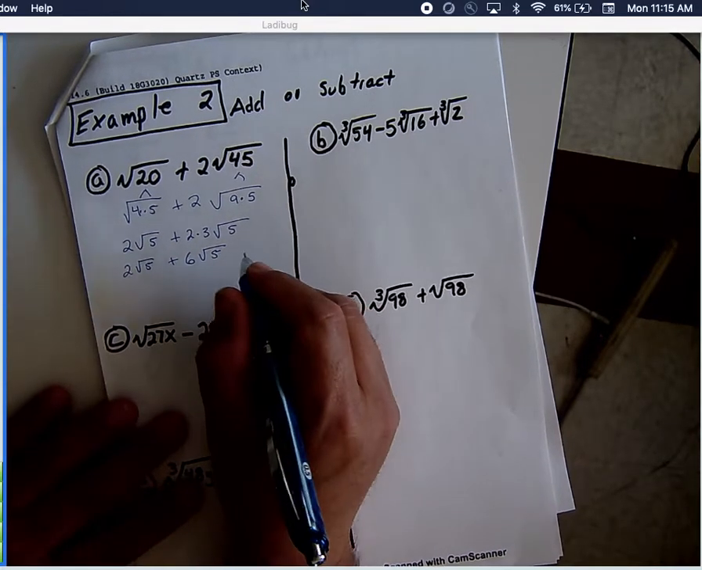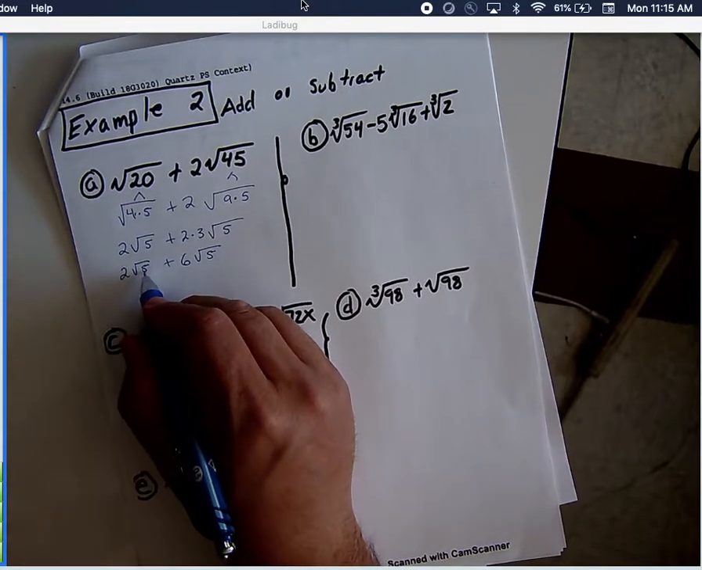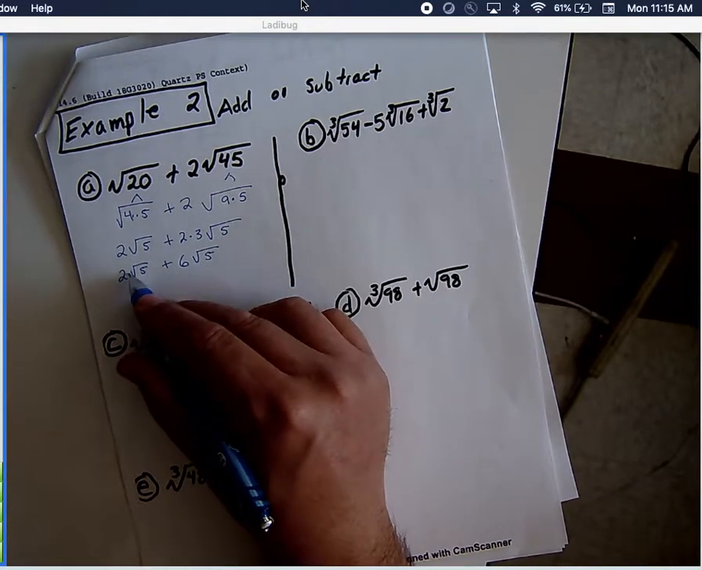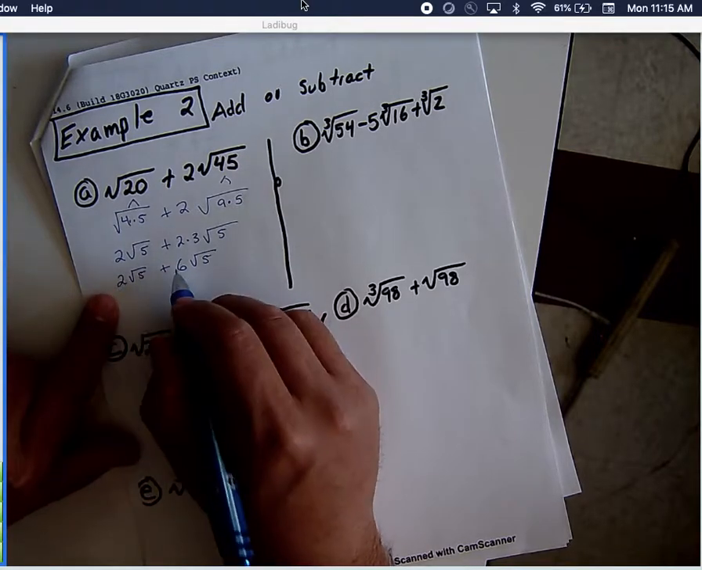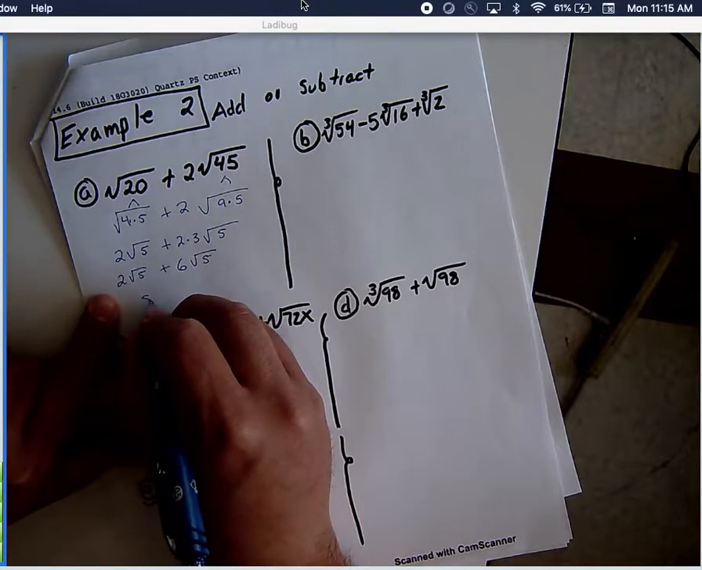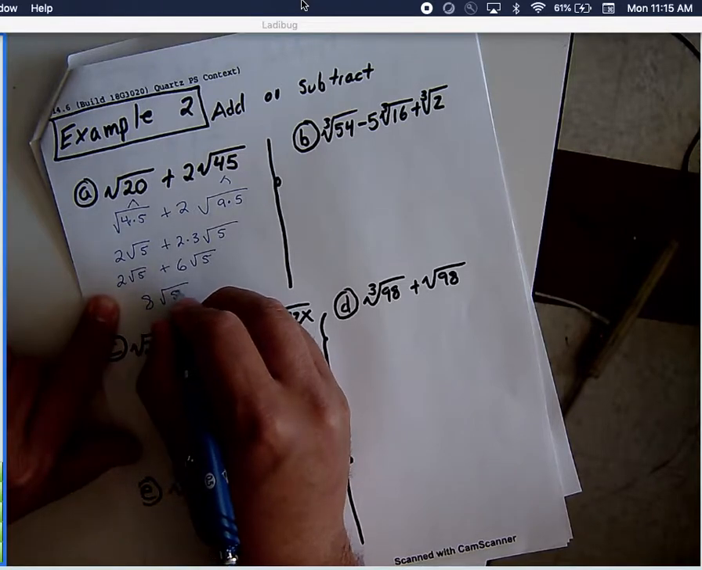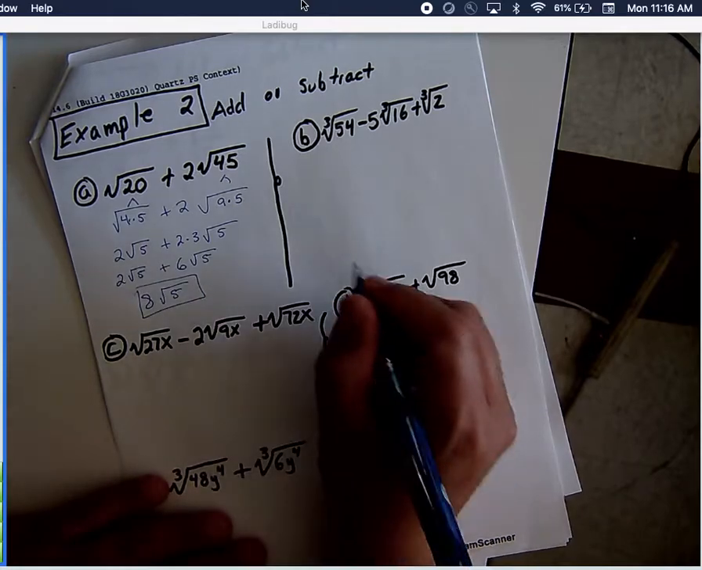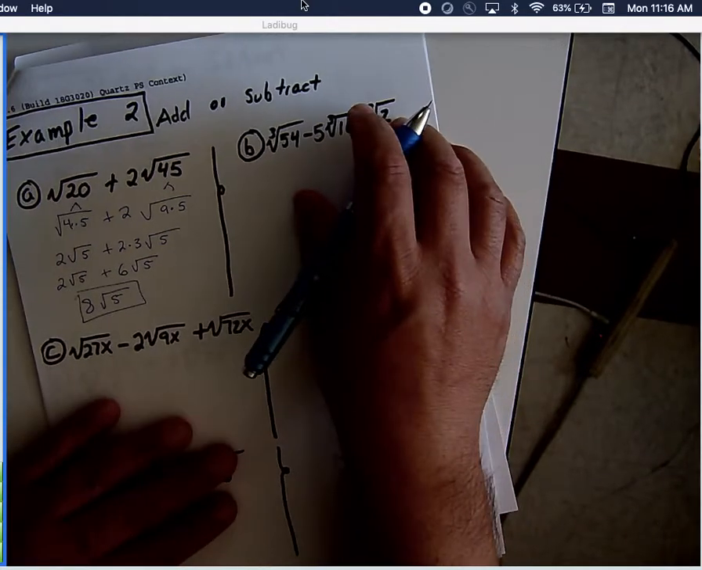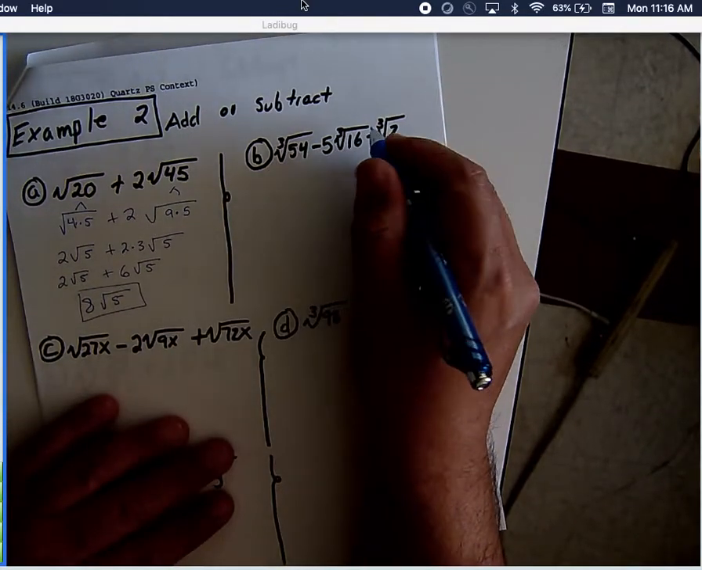Now let's check again. They have the same radicand and they have the same index. So now we are able to combine the coefficients. So 2 plus 6 gives you 8, and then the square root of 5. That's the answer. Now let's look at this one.